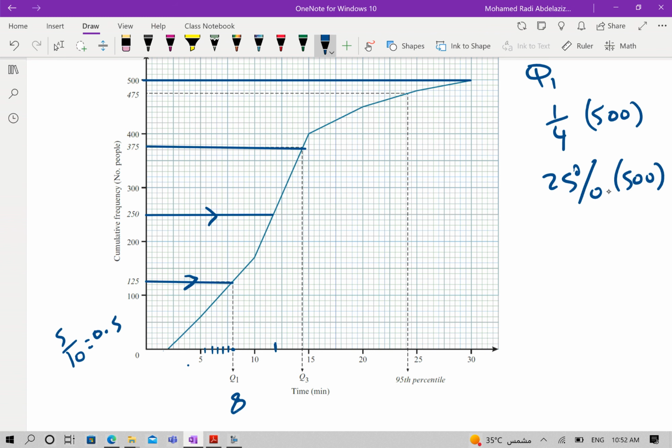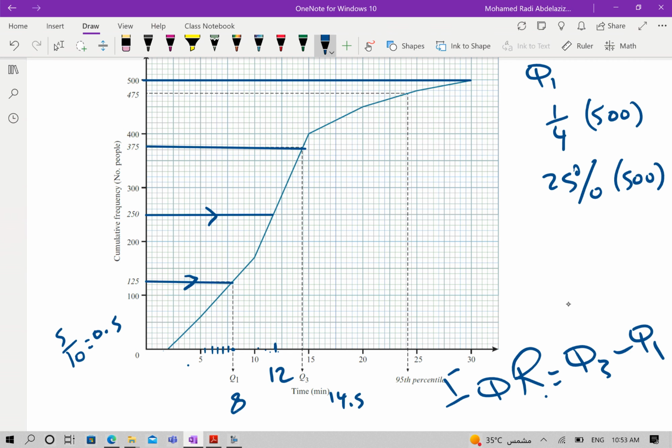Let's say at this point, 10.5, 11, 11.5, and approximately 12. For Q3, it's about 14.5. This is the lower quartile, the median and the upper quartile. How do we get the interquartile range? The interquartile range is the difference, Q3 minus Q1.